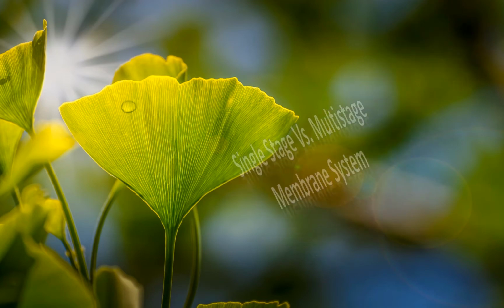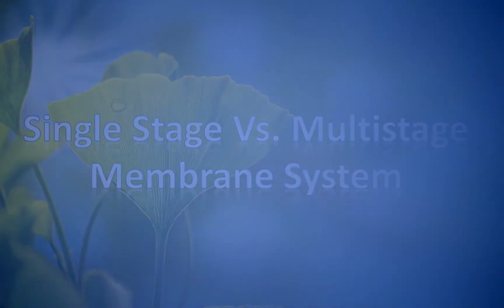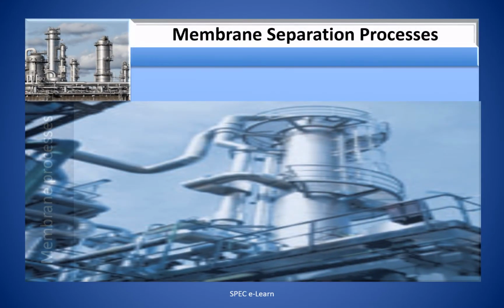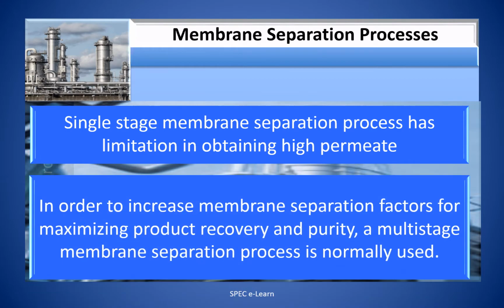Single stage versus multi-stage membrane system. A single stage membrane separation process has limitations in obtaining high purity permeate. In order to increase the membrane separation factors for maximizing product recovery and purity, a multi-stage membrane separation process is normally used.